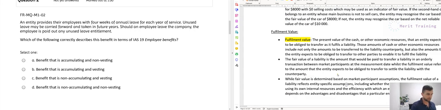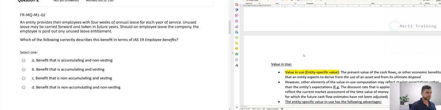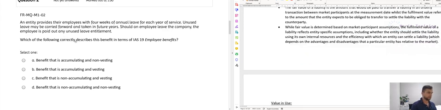And if you remember from our video, accumulating basically means that it rolls forward. If you don't use it, it accumulates for the next year. So let's have a look in the question, see what's happening here. Entity provides their employees with 4 weeks of annual leave. Unused leave may be carried forward. So we know it's accumulating.